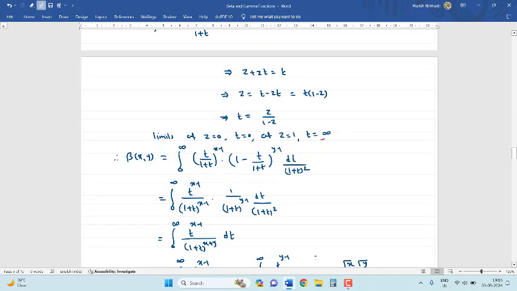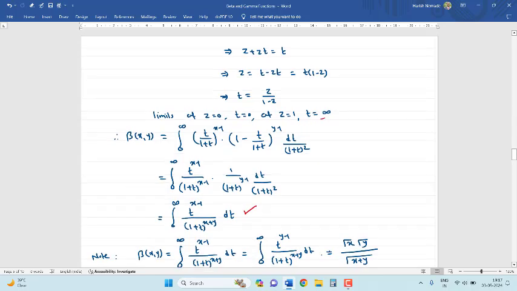So that is equal to the integration from 0 to infinity of t raised to x minus 1 upon (1 plus t) raised to x minus 1, into 1 upon (1 plus t) raised to y minus 1, into dt upon (1 plus t) squared. So the denominator is (1 plus t) raised to x minus 1 into (1 plus t) raised to y minus 1 into (1 plus t) squared. This is (1 plus t) raised to x plus y, and the numerator is t raised to x minus 1. So this is equal to the integration from 0 to infinity of t raised to x minus 1 upon (1 plus t) raised to x plus y dt. So this is the answer.